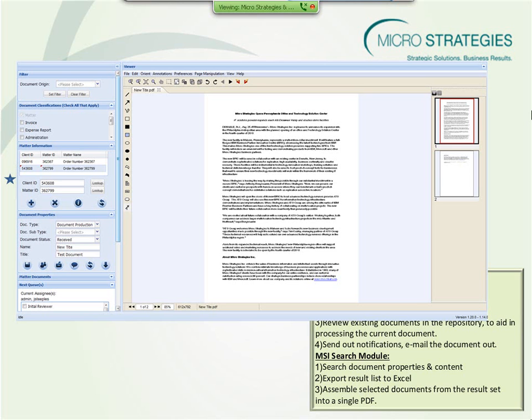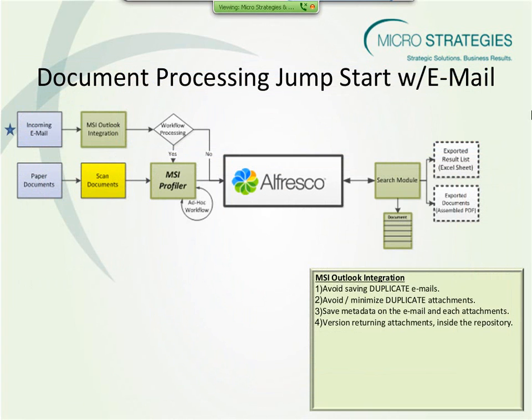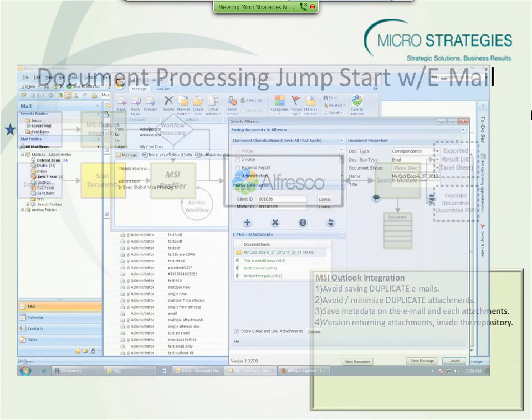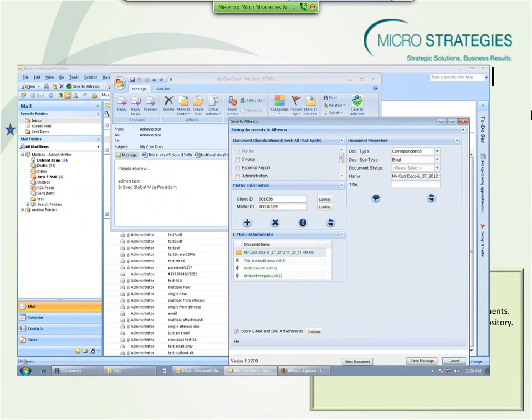So that's kind of what the profiler is all about. It's really about that incoming document flow, typically with the paper documents, but it can also be used for other types of documents as well. For incoming emails, while we can have them go through the profiler, we can also do a direct Outlook integration, which allows us to save the documents from Outlook and profile them with the metadata the same kind of way.